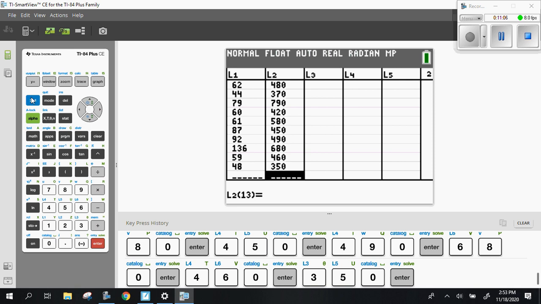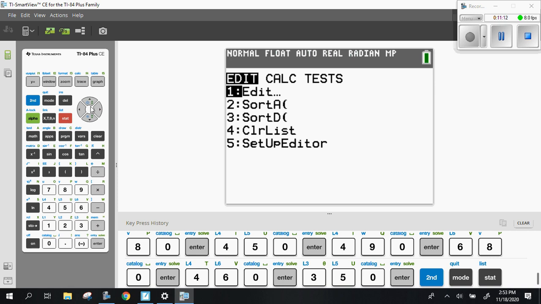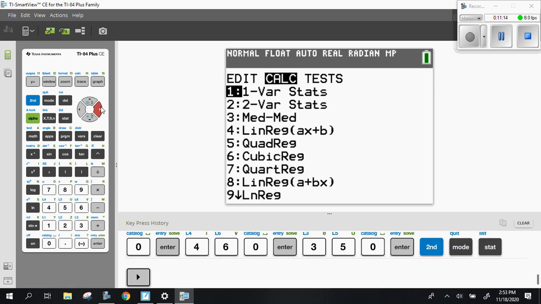So once I'm there, I'm going to hit second mode. That's going to get me out of that screen. I'm going to go back to stat. And now what we need to do is calc. So what I want is the linear regression ax plus b. You can also use a plus bx just fine.